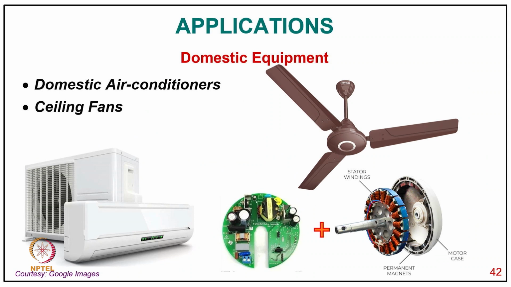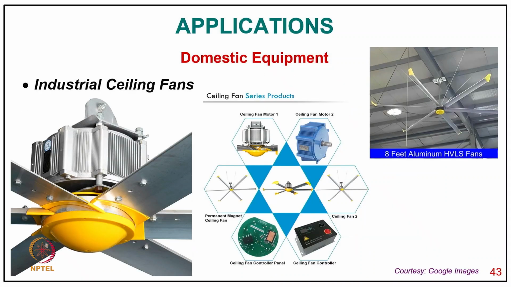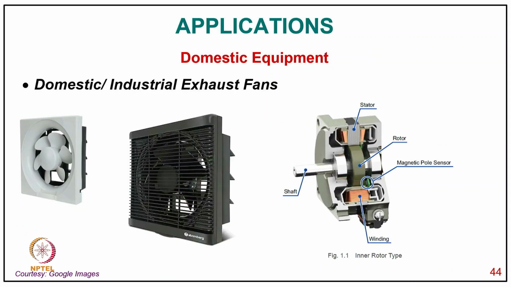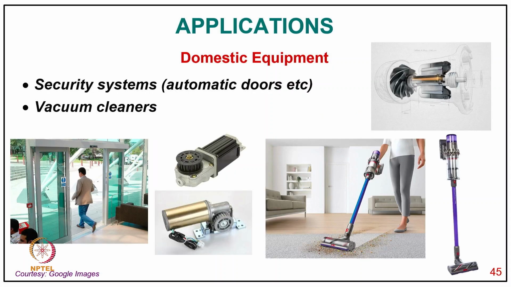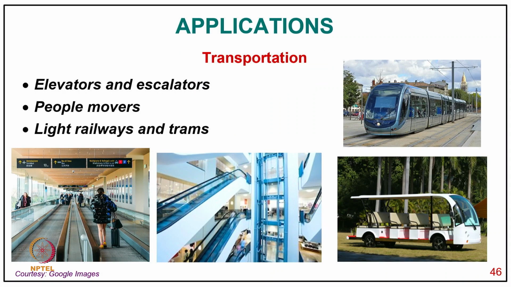I mean the ceiling fan now is coming in India itself, around 60 lakh manufacturers. The fans are there by different industries of brushless DC motor fans. Then the industrial ceiling fans, as you can see the typical photographs and the type of fans, the large 8-feet aluminum HVLS fans you might have seen at the airport. Then the domestic industrial fan, exhaust fans. Then the security system, automatic door closure or vacuum cleaners, as you see it here, because of high efficiency only.